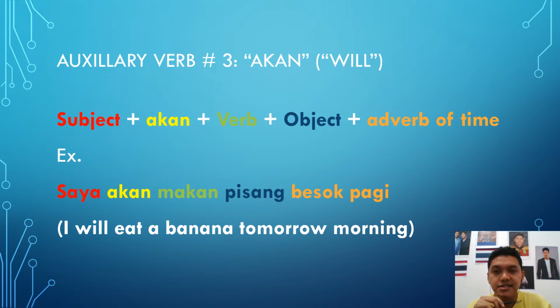Another auxiliary verb or kata bantu is will. It's the same process as SVO, and the adverb of time is optional again. The example would be saya akan makan pisang besok pagi. I will eat a banana tomorrow morning. In this case, akan is used for future tense, but the verb in the said Indonesian sentence hasn't changed at all.